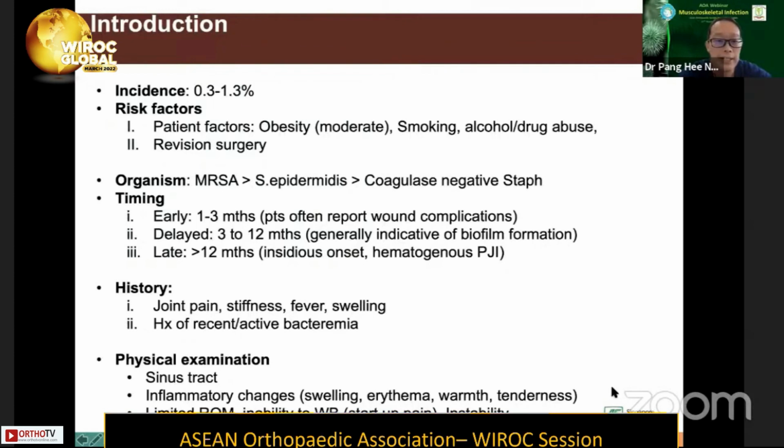In the history, usually there's pain, stiffness, fever, and swelling, and we ask for recent or active bacteremia, especially with regard to pneumonia, urine, or infected ulcers in the lower limbs. On examination, we are looking out for sinus tract, inflammatory changes, and limited ROM and stiffness. Usually, if the implants are loose, they have loss of startup pain. Instability, such as hip dislocation, could be a symptom of PJI.